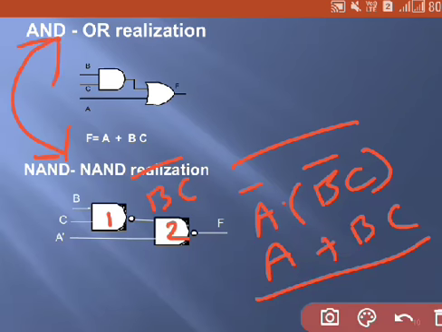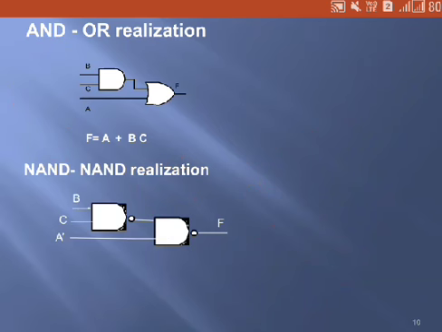So any SOP form, any minimal sum of products form, can be realized with the help of AND OR as well as NAND, because AND OR realization is equivalent to NAND realization. Remember this. This is the procedure of realizing the minimal SOP form with the help of basic gates as well as universal gates like NAND gates.